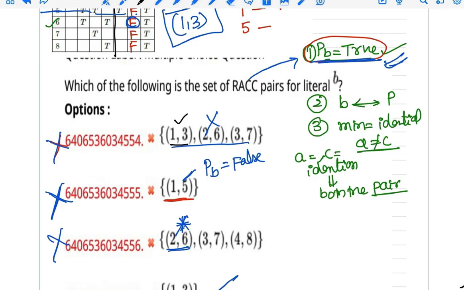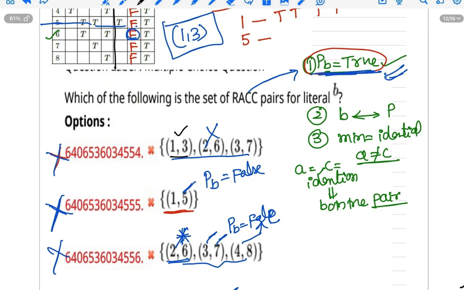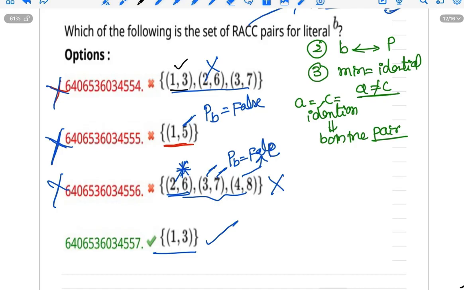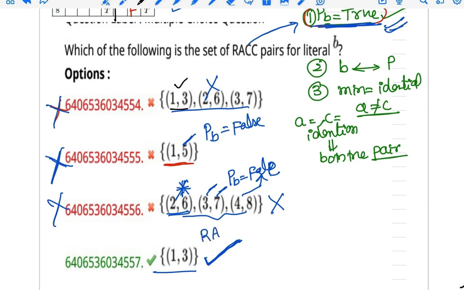Row 7 also has PB false. For all of these options, PB is false, the major clause is false. For a RACC pair, the major clause must be true. For this reason this option is incorrect. So only one option is correct: 1, 3. This is the correct pair, because for the combination 1 and 3, PB, the major clause, is true.